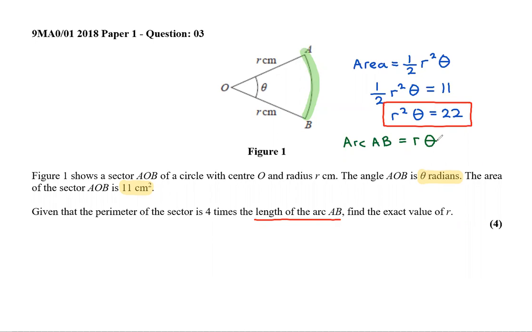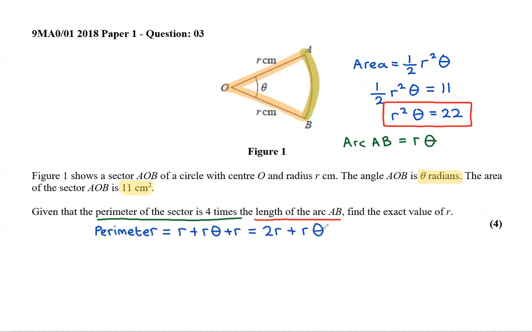Now that means that if we know the arc length is r theta, we can compare the perimeter and set up an equation. So it also says here that the perimeter of the sector is 4 times the length of the arc. So we need to go for a walk around the shape to establish the perimeter. So if I start at O, I'm going to have r plus the arc length AB plus r again. Now I can write down the perimeter. So the perimeter is going to be r plus r theta plus r, another radius. If I simplify that, that's going to be 2r plus r theta.